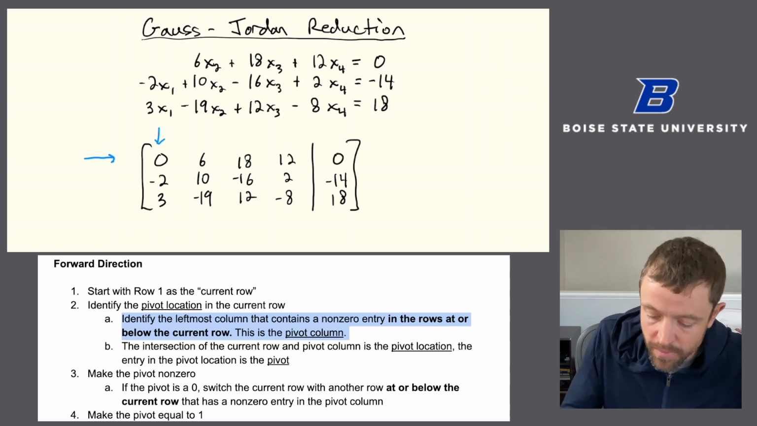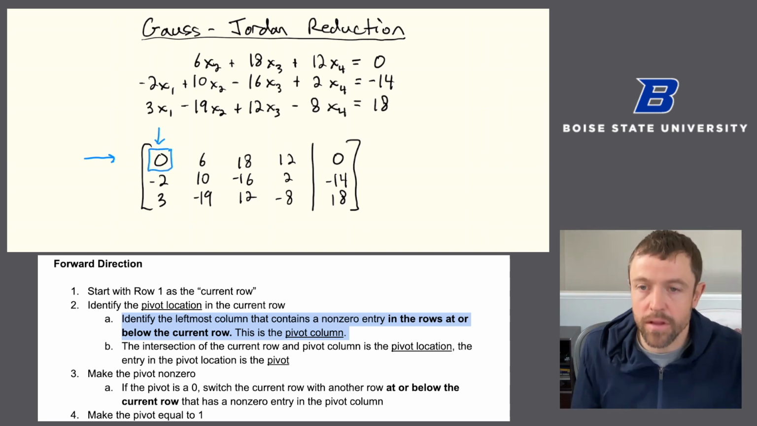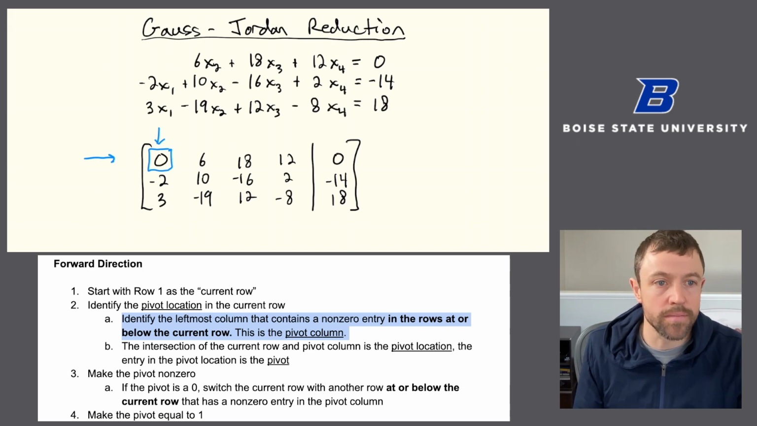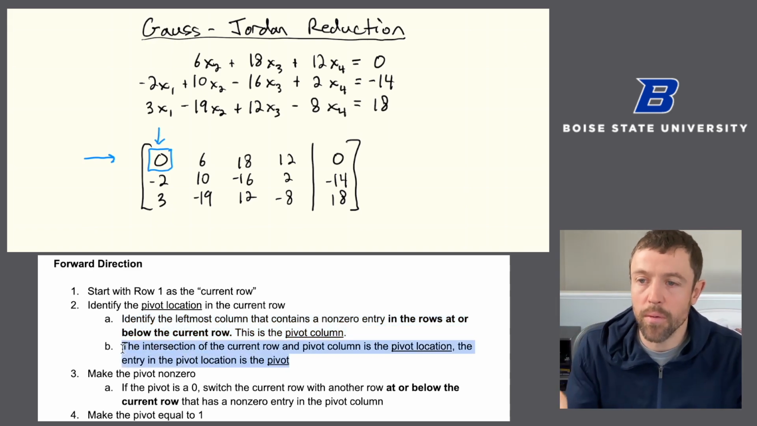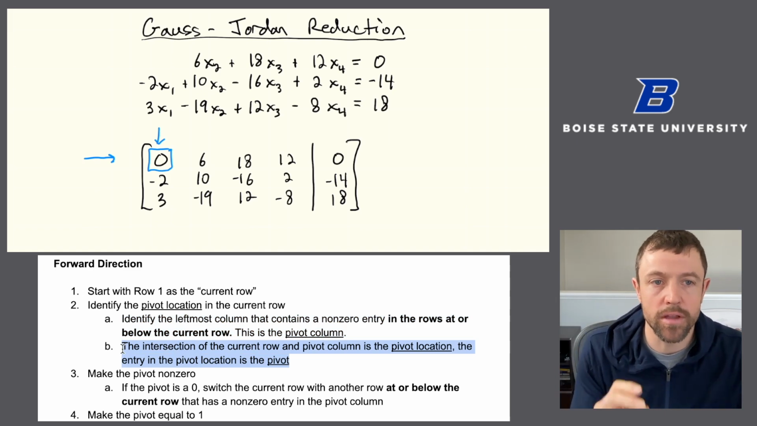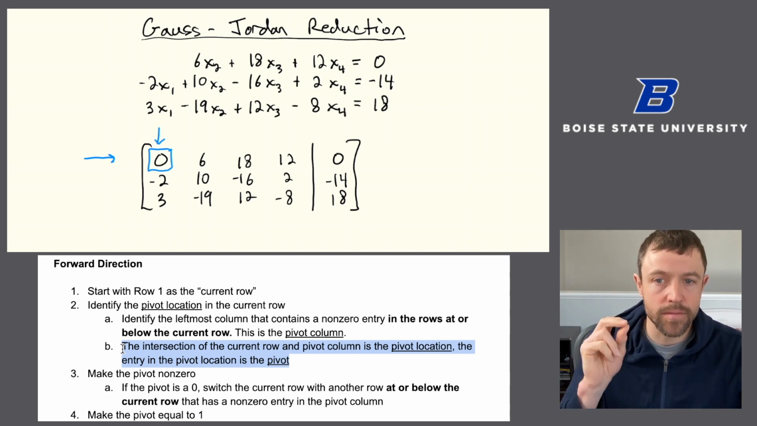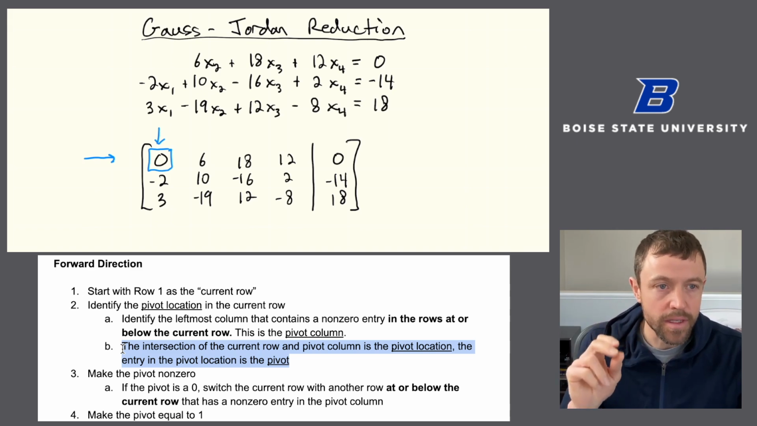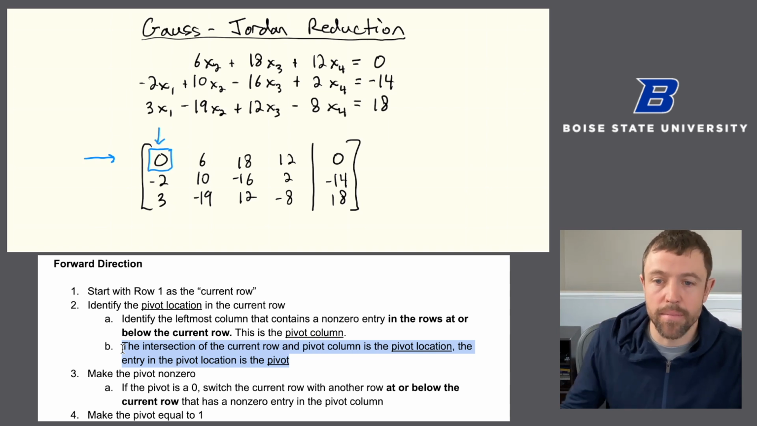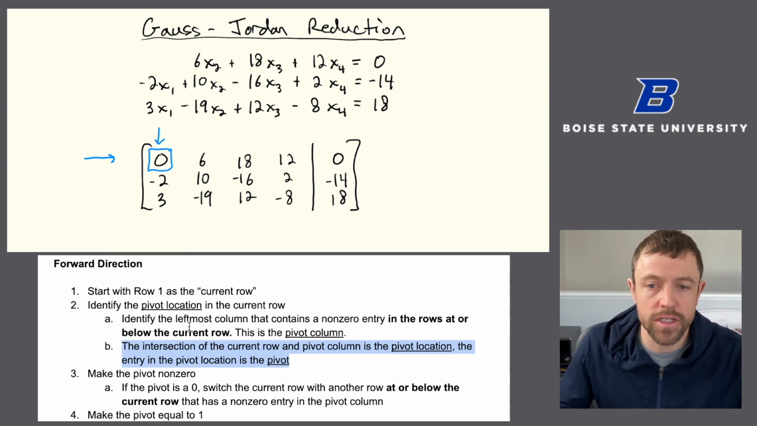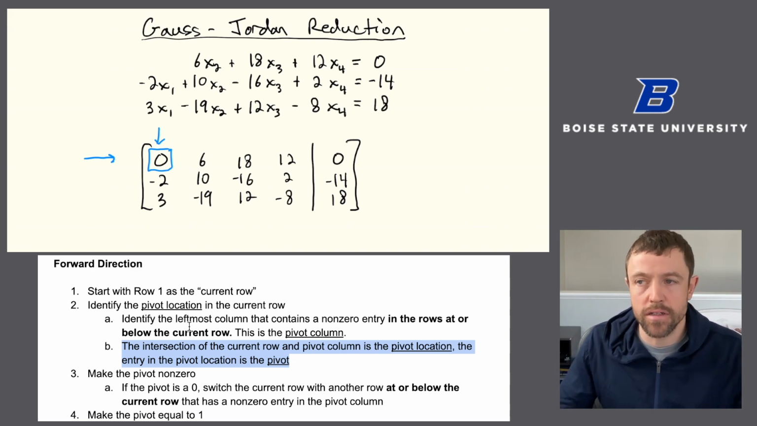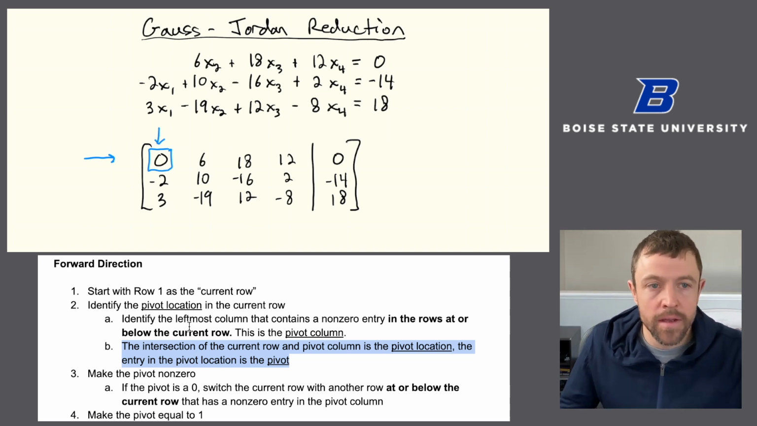So we're at the pivot row and the pivot column. That means that this is the pivot location, the top left corner. So the intersection of the current row and the pivot column. So we identified what row we're working with. We looked at the leftmost column with a non-zero entry in the rows at or below the current row. That's our pivot column. The point in the pivot row and the pivot column is the pivot location, and the entry there is the pivot. There's a lot of terminology here, but it's more important that you understand the process, and the terminology will come with time. All right, so that was step 1. It was just to figure out what we are working with. Or I guess that's step 2.